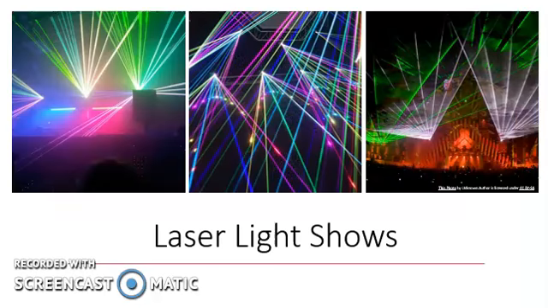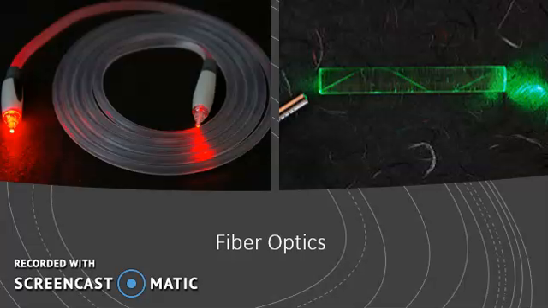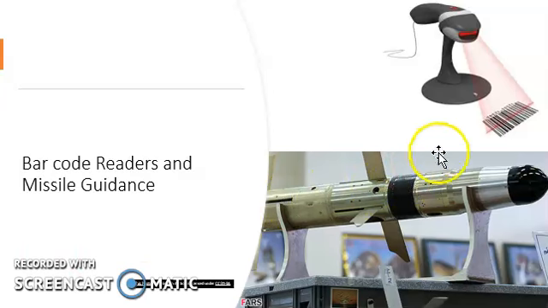And then there's also stuff like laser light shows and laser printers and fiber optics and different things like barcode readers at the library or the grocery store, and also missile guidance and anti-missile systems, which also include lasers.